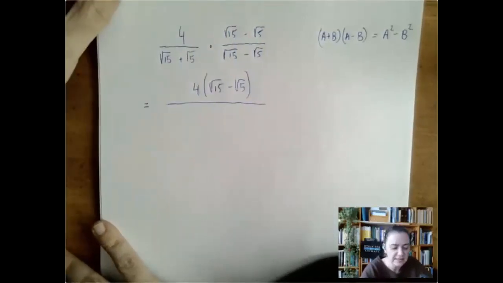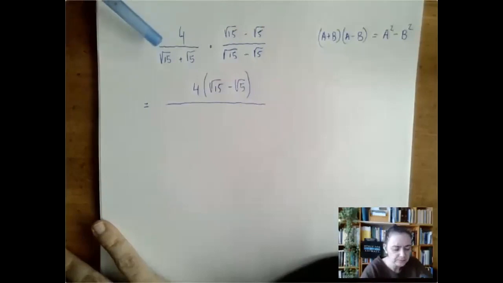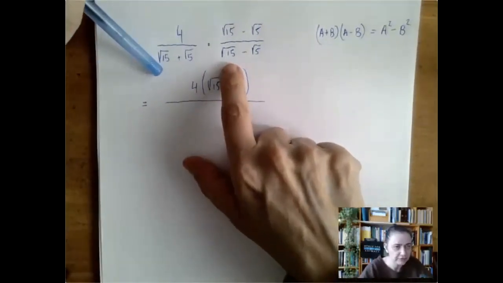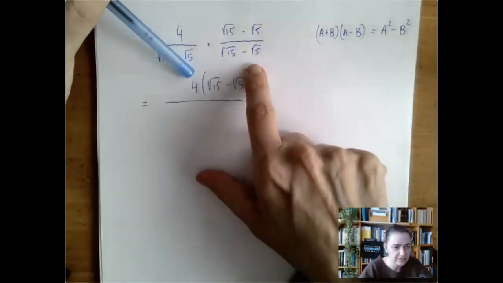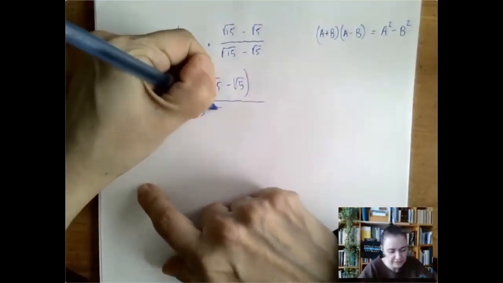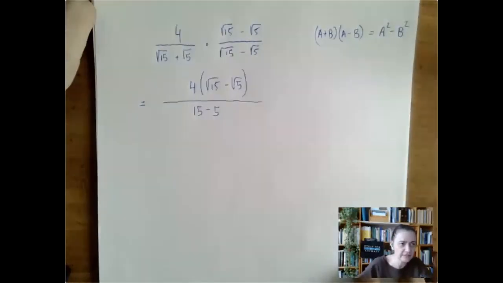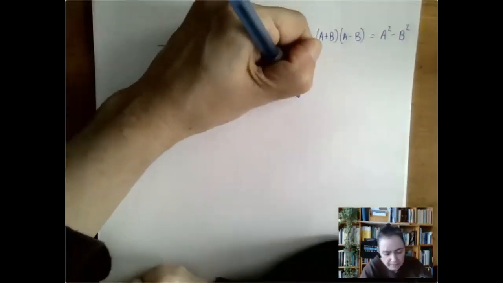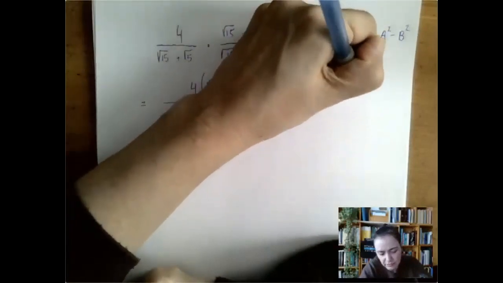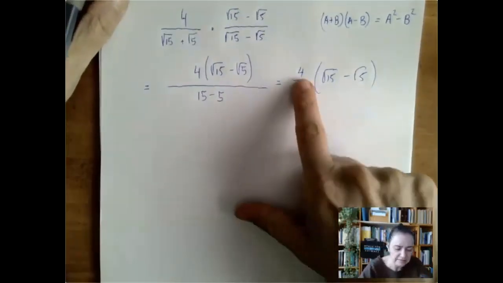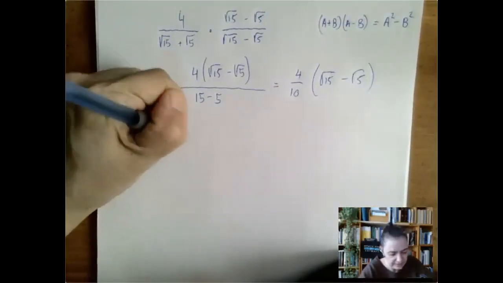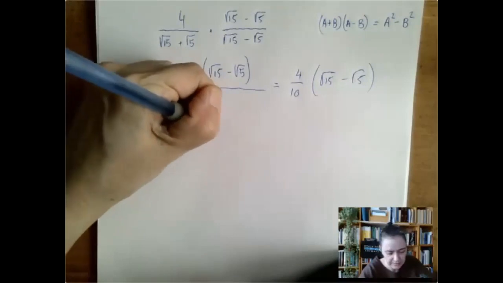But what happens in the denominator? Basically, if we multiply these two, what we're going to get is the square of square root of 15 minus the square of square root of 5. So what we're just going to get is 15 minus 5 via the difference of squares theorem. So we have 4 over 10 times square root of 15 minus square root of 5. And there is some cancellation here. So that's 2 over 5 times square root of 15 minus square root of 5.